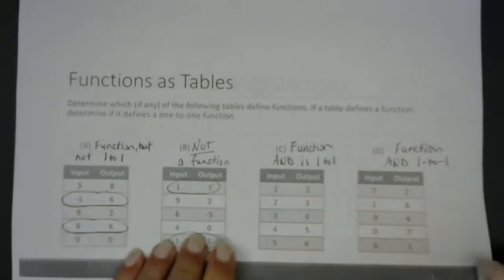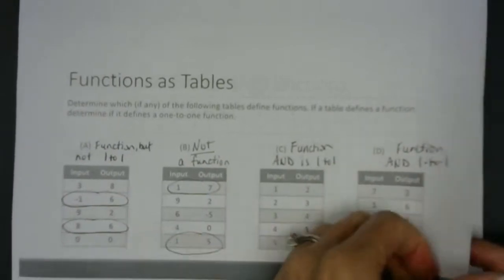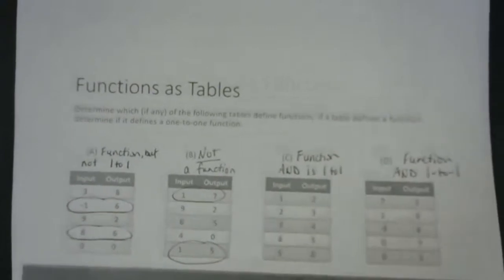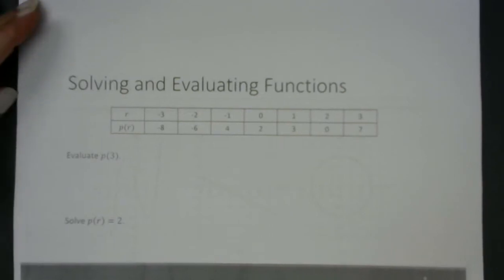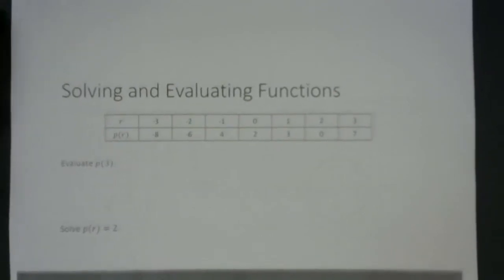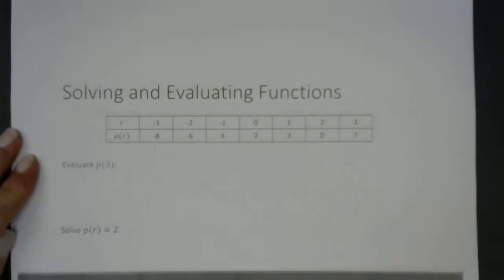All right. So the definition of a function is that each input can result in only one output. And the definition of a one-to-one function is that each output must come from only one input. Evaluating functions simply means finding the output of the function given the input.